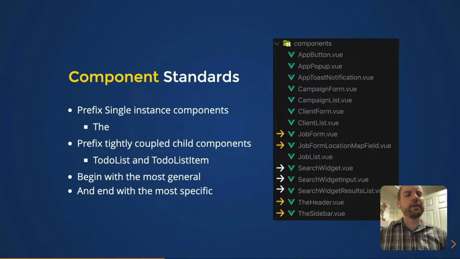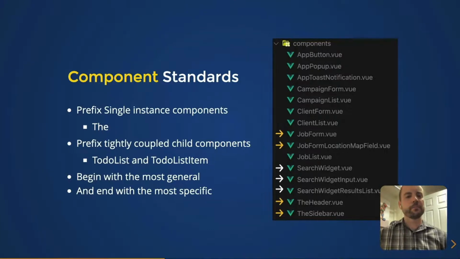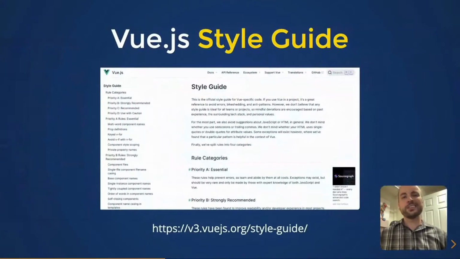And then lastly, begin with the most general term within your component and end with the most specific. This just groups things together once again, and when you're searching for them in your IDE's quick find or whatever, you can see everything grouped together in one fell search. So for instance, you've got the search widget, you've got the search widget input, and lastly, the search widget results list.